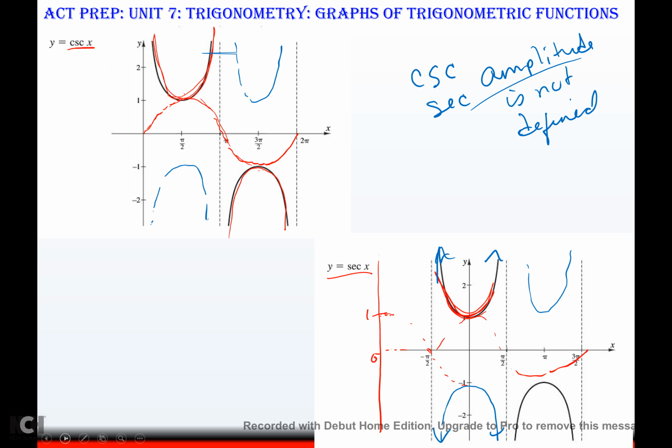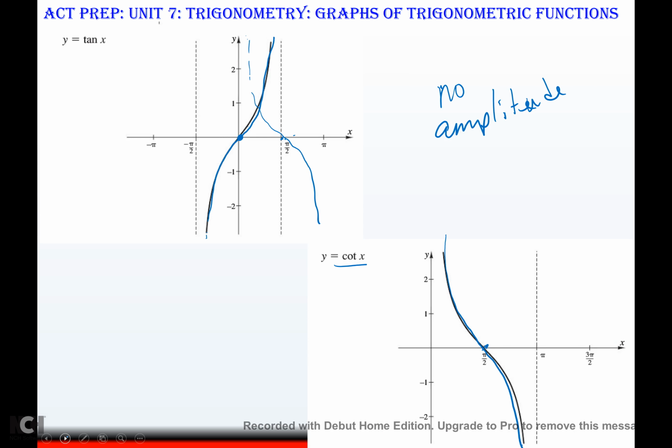Okay, same for cosecant and secant. The period for both of them is going to be 2 pi divided by B. B would be whatever's touching X. Okay? For tangent and cotangent, your period is a little different. Your period is just pi, because tangent and cotangent finish a cycle by pi. So to get the period for tangent and cotangent, it's not 2 pi over B, it's just pi over B. And again, B would be whatever touches X.